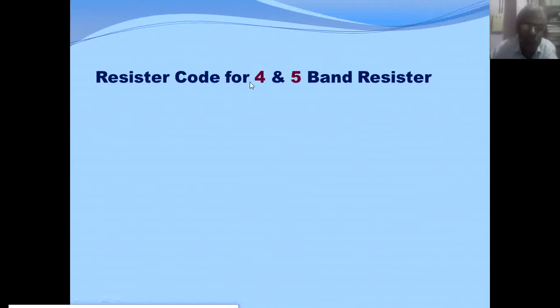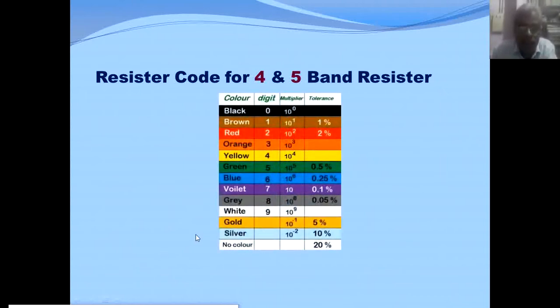One is to calculate the resistance of 4 and 5 band resistors. To calculate for 4 and 5 band resistors, we use this color code. In this color code there are 4 different columns. First is the name of the color, the value in digits is shown in the second column, the third column shows the multiplier, and the last one is used for tolerance. If the color is used in the fourth band, then it is used for tolerance.